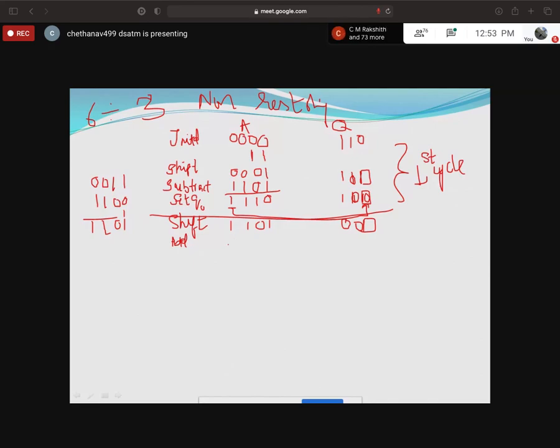Add means what? Just add your divisor. What's your divisor? 1, 1. Just add it. 1 plus 1 is 0, carry 1. 1 plus 1 is 0, carry 1. 1 plus 1 is 0, carry 1. 1 plus 1 is 0, carry 1. Okay. Now I'm here.